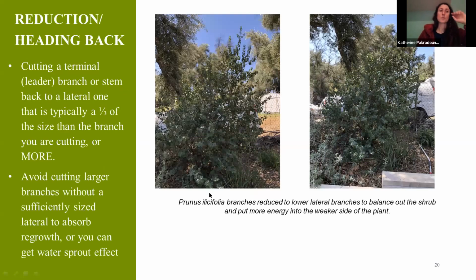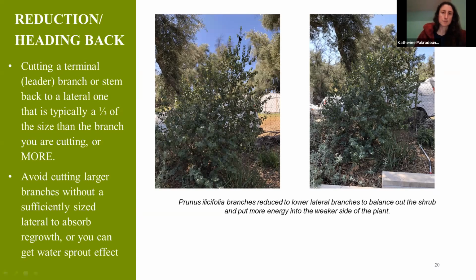Okay, so reduction or heading back. The idea of this is usually about making something smaller or shorter or redirecting the growth. It's cutting a terminal or leading branch back to a lateral branch that is typically 1/3 of the size of the branch or more. So you want to make sure that the branches that you're cutting it back to have enough energy to take over that space that the big one was taking over.